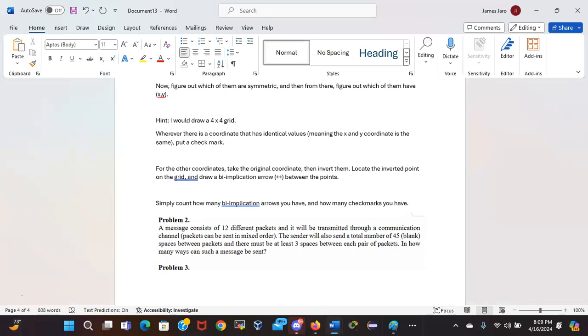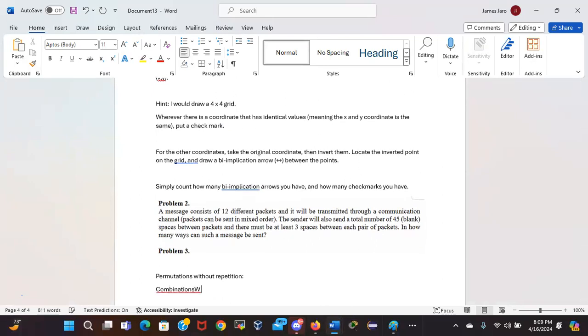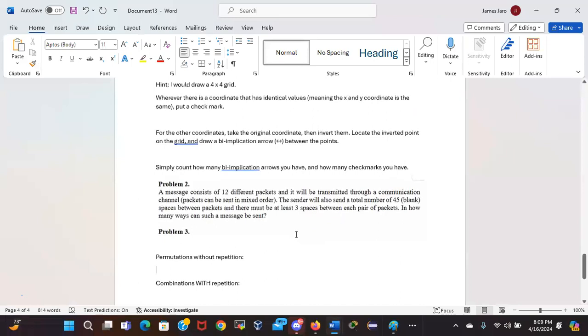Why those two are the ones that work? Yeah, you're correct. There's a permutations without repetition part, and then a combinations with repetition. So let's explain both of them at the same time. For the permutations without repetition, let's look at the packets.